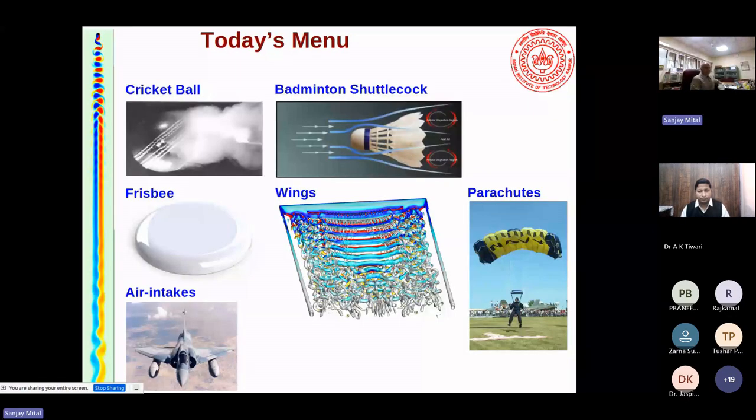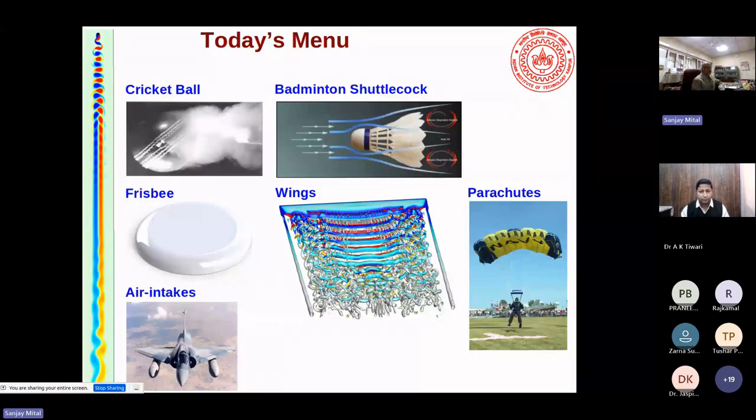Okay, having set this up, I thought I'll just talk about some of the problems that we have done in the past. So I'll give you some examples from some complicated flows, at least complicated from my perspective. So we'll look at a cricket ball, maybe something about a badminton shuttlecock that should excite you. It also involves fluid structure interaction.